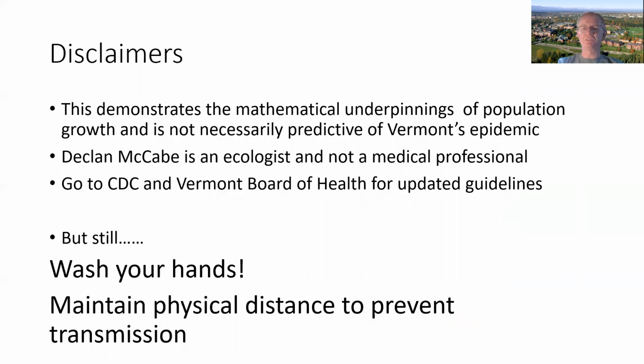So disclaimers, folks, has to be done, right? I'm simply demonstrating some simple math here, the underpinnings of population growth. It's not necessarily going to be predictive of Vermont's epidemic. I don't for a minute expect that 1/6 of our population is going to be infected. There are many reasons why that won't happen. For one thing, there are people who will never be infected, for example, because they're living in pretty significant isolation. There are lots of reasons why I don't expect it to get to that level. It hasn't even happened in Italy, for example.